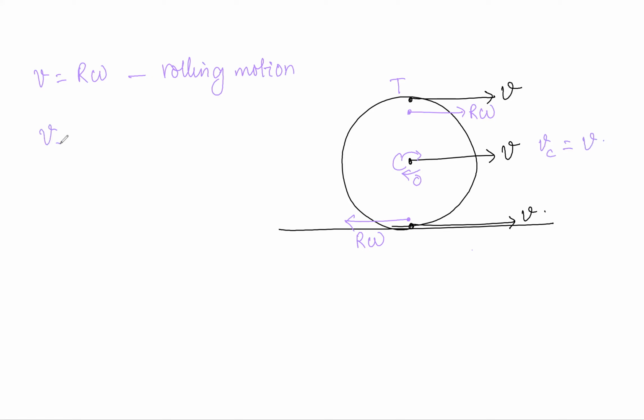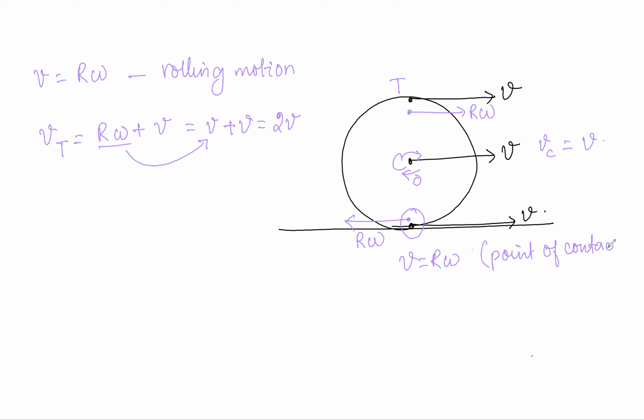What is the velocity of the top point? That is equal to r omega plus v, which is equal to v plus v, because r omega is equal to v. So that is equal to 2v. At this point, ask yourself if you understood this idea. v is equal to r omega because the point of contact with the surface is at rest with respect to that surface, which means if the surface is at rest, the point of contact is also at rest. This is what we call rolling motion.